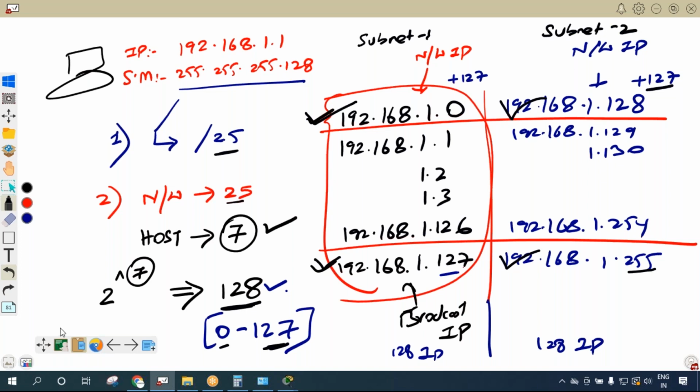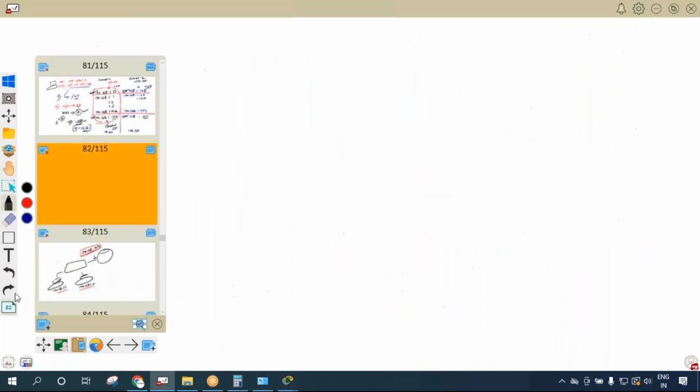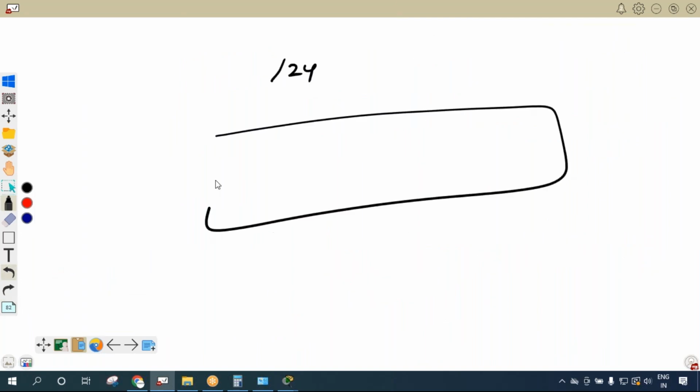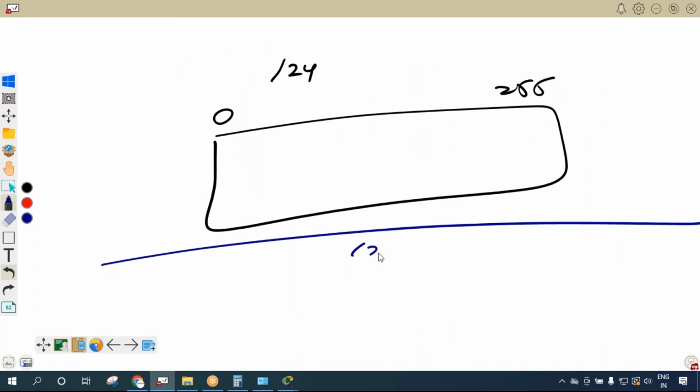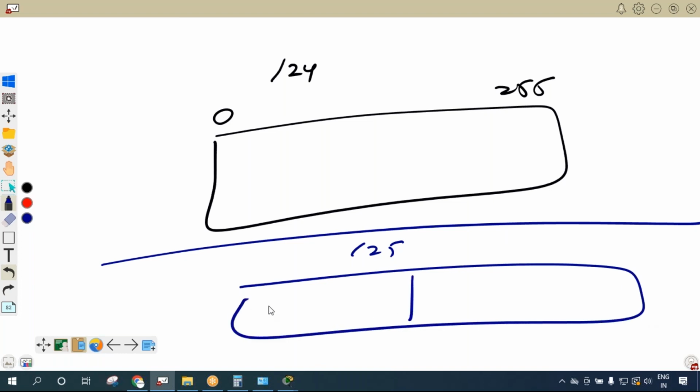In slash 24, you had only one subnet, but in slash 25, two subnets are created. So in slash 24, what happens? You just have one subnet with 0 to 255 IPs. But when you go for slash 25, two subnets are created, from 0 to 127 and 128 to 255. Getting the point? It is like dividing a house. You get an apple, you divide it into two parts, two pieces. The same thing here. This is one subnet, this is another subnet.